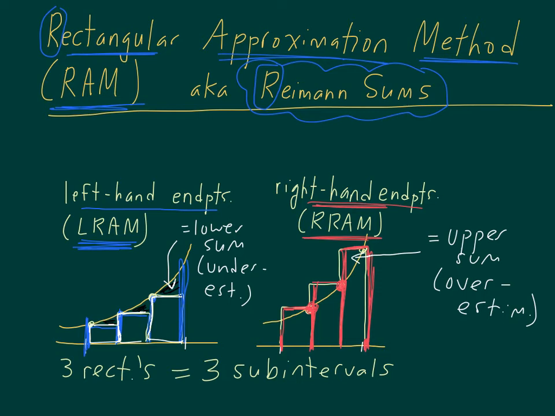Now, if the curve is drawn the way we drew it, we can say that a left-hand sum is going to be a lower sum, and a right-hand sum is going to be an upper sum always. But that's only if the curve is drawn in this manner, where it's increasing and concave up. So consider this next example.